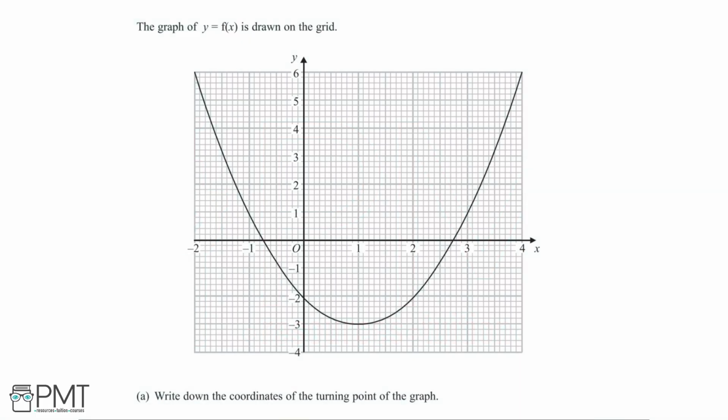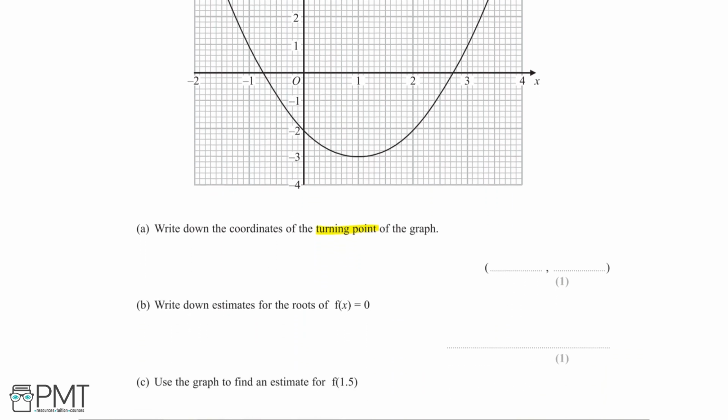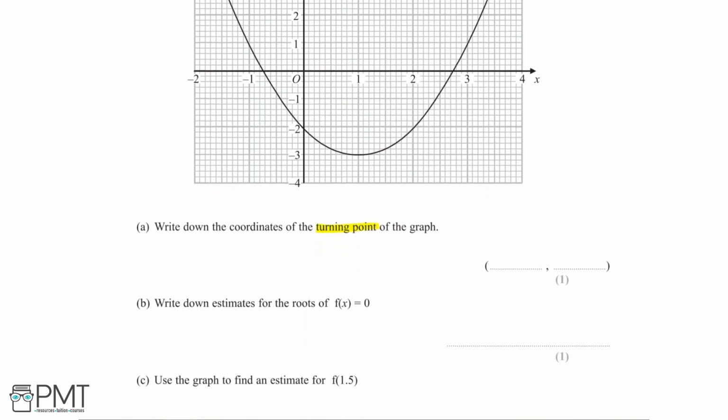We're given the graph of y equals f(x), and in part A, we're asked to write down the coordinates of the turning point of the graph. The turning point of the graph is the point at which the graph changes direction. So we can identify that the turning point of the graph is over here. This coordinate here marks the point where the graph goes from decreasing to increasing. So let's write down the coordinates of this point.